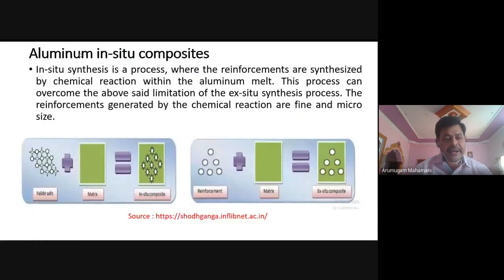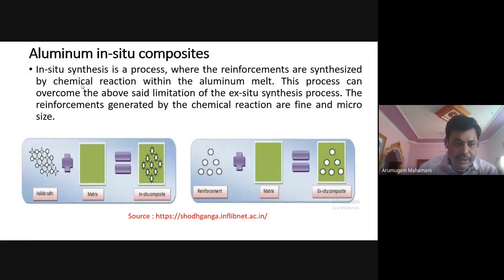So next, I am going to talk about aluminum in situ composite. So far I discussed the ex situ composite. Now I am going to talk about the in situ composite. Here, for in situ composite and ex situ composite, I got the pictures from this website. This picture has been available for a very long time, or someone developed this and put it into the thesis. So I got it from this. This picture very clearly explains the difference between in situ composite and ex situ composite.